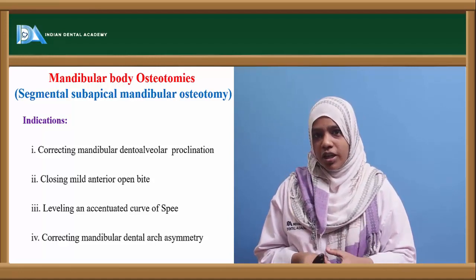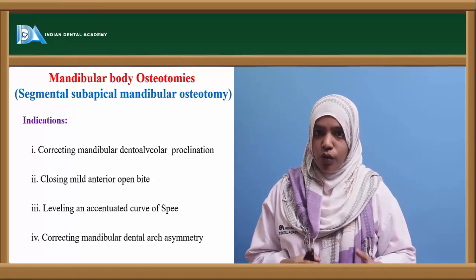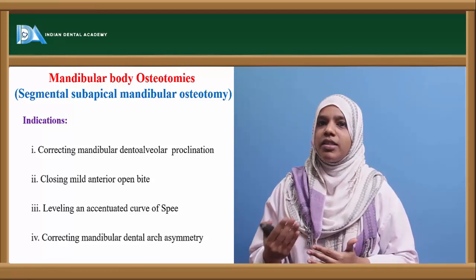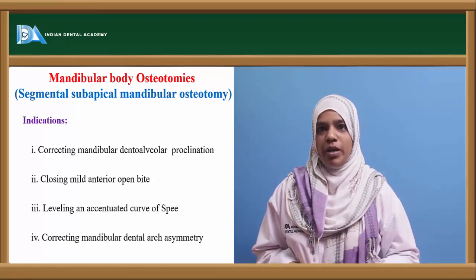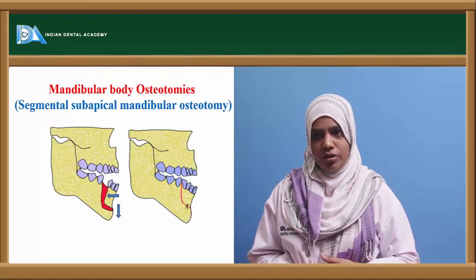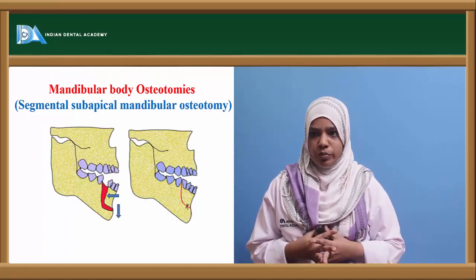Now this procedure can be done individually or in combination. Combination as in, you could do a maxillary subapical osteotomy to correct bimaxillary protrusion. Okay, so either individually or in combination. So now what exactly will you do in this procedure?